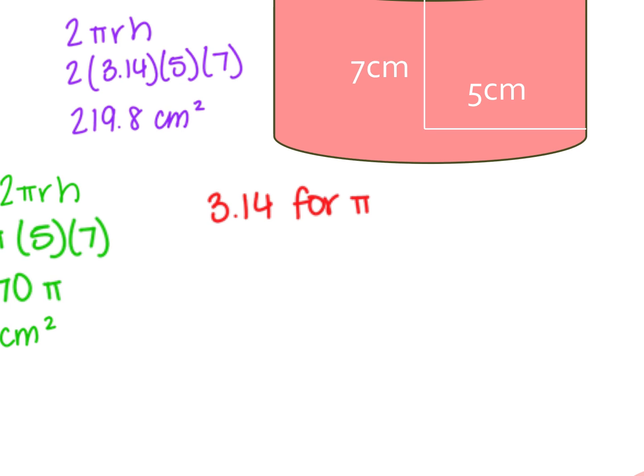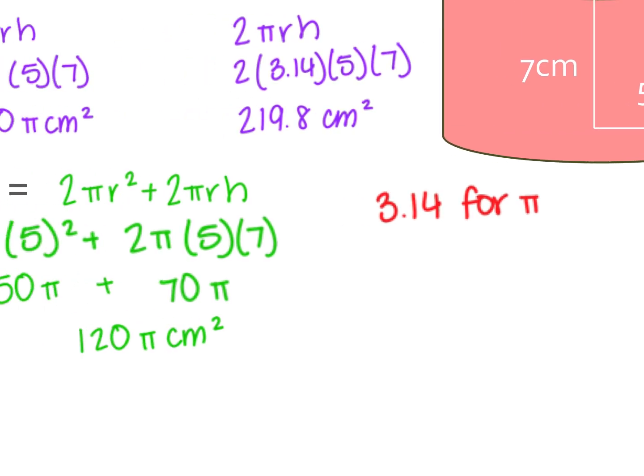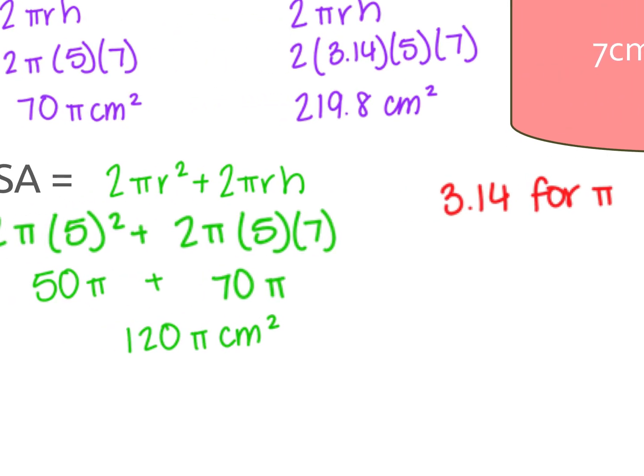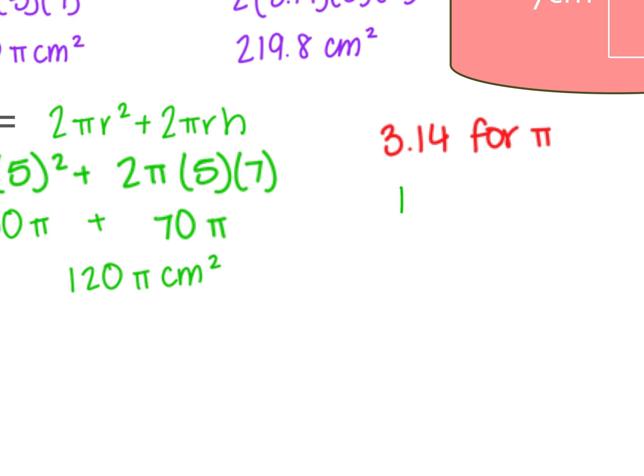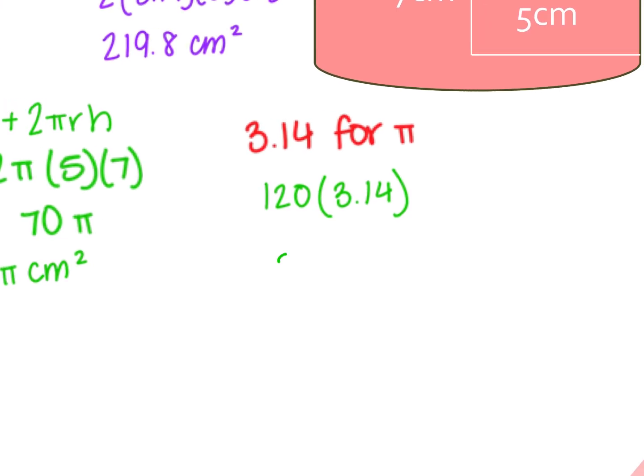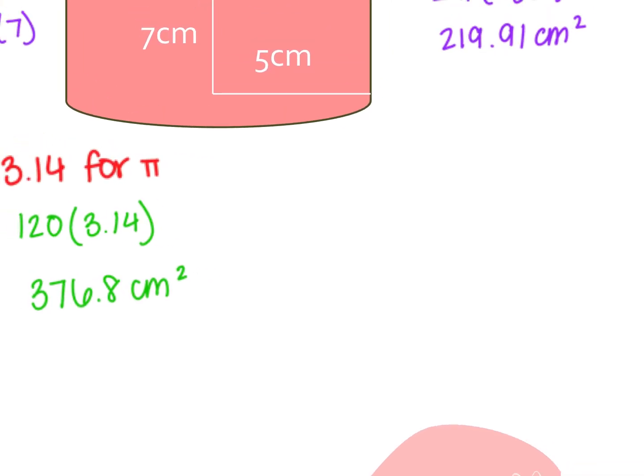Solving this one, I'm going to go ahead and look at it. Because this is what I had in terms of pi, I'm just going to use the same thing and change my pi to 3.14 just to save me some time. 120 times 3.14. Plugging that into my calculator, 120 times 3.14, I'm going to end up with 376.8 centimeters squared. I'm still dealing with area.